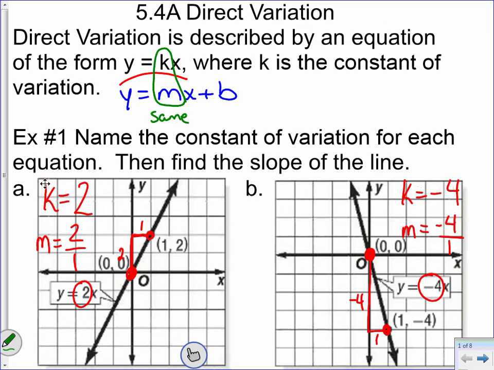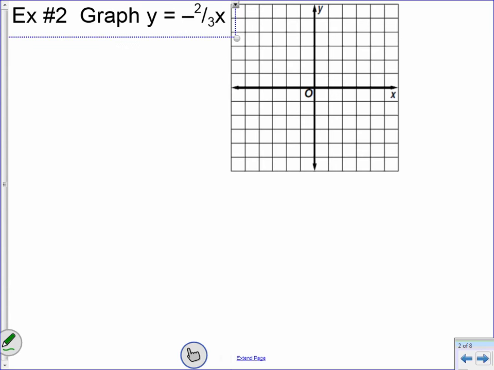All right, next. So here we're going to make a graph. Now, remember, all direct variation graphs go through, that's right, 0. So every direct variation graph starts at 0. Now, the slope tells us to go down 2 and over 3. Put our second dot and then draw our line. Remember, always start at 0, 0 with a direct variation graph.